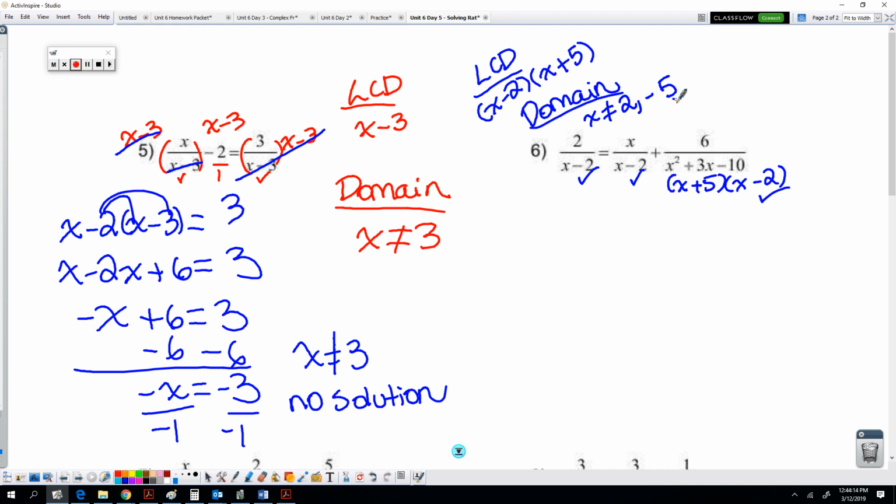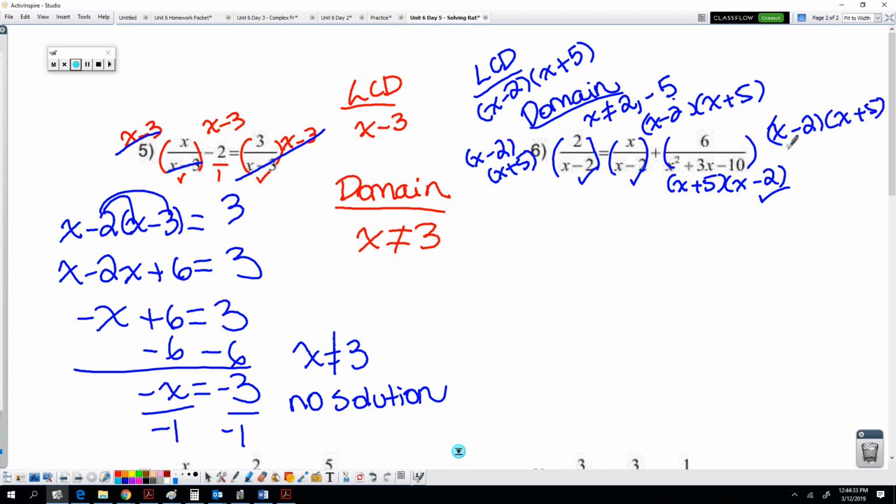So now that's what you're going to multiply to every single one. You multiply your LCD to every single fraction. All 3 of them. And the main reason why we do that is to be able to cancel out the denominators. It makes them go away.